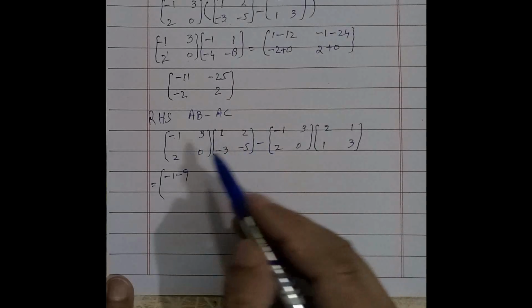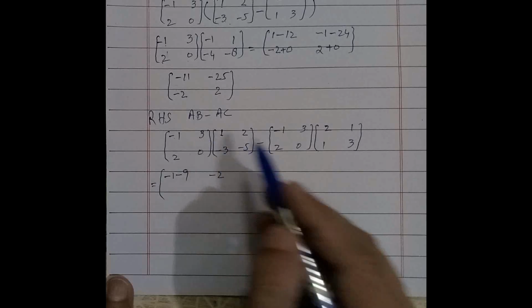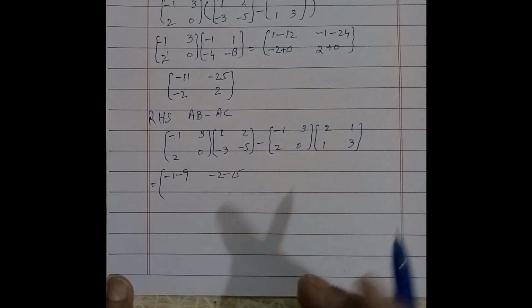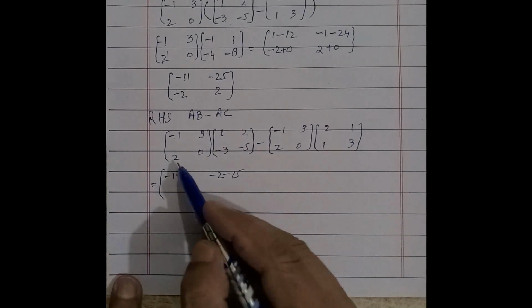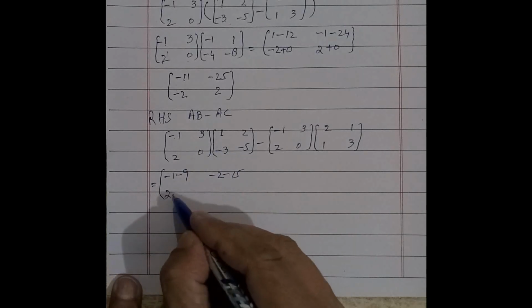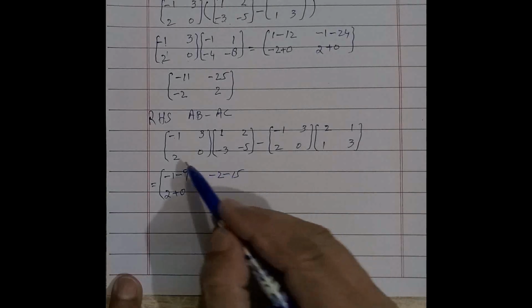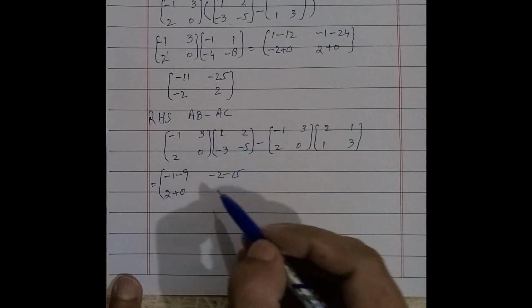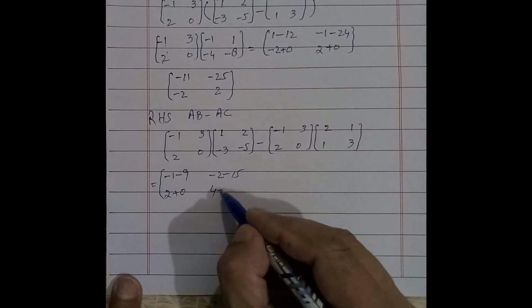First row with the second column. -1 multiplied by 2 is equal to -2. 3 multiplied by -5 is equal to -15. And second row with the first column is 2 multiplied by 1 is equal to 2, plus 0 multiplied by -3 is equal to 0. Second row with the second column, 2 multiplied by 2 is equal to 4. 0 multiplied by -5 is equal to +0.